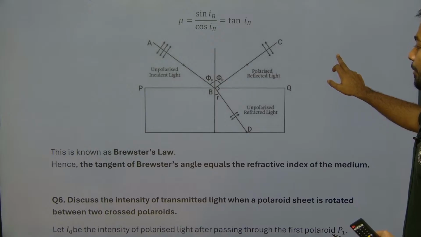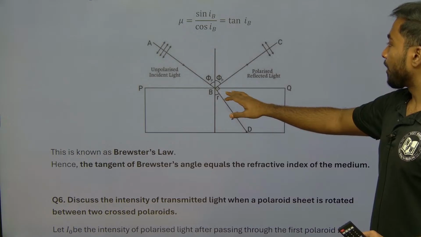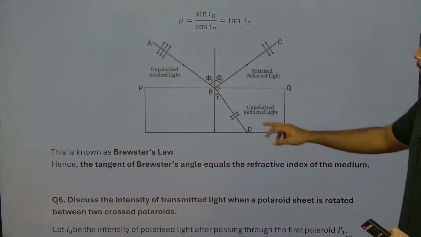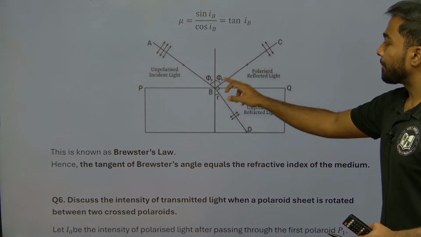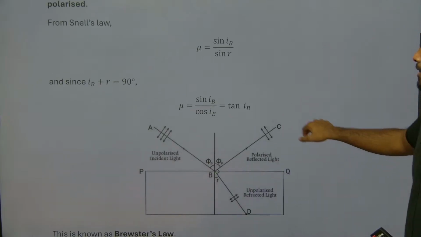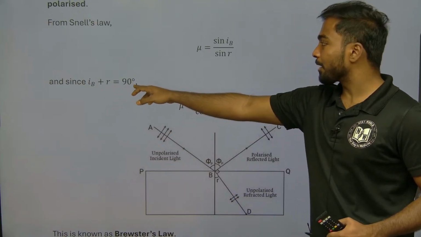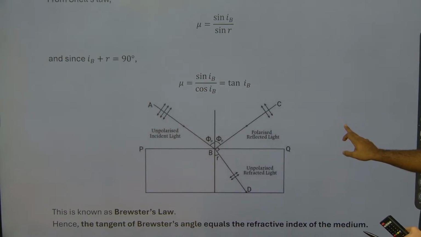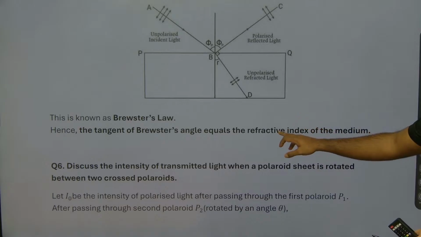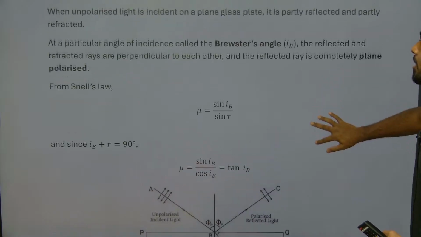If you see the diagram here, unpolarized light is incident on the plane, and some is reflected and some is refracted. These two rays are perpendicular to each other, the reflected and the refracted. That is why iB plus r, the Brewster's angle plus the refracted angle, equals 90 degrees. This is known as Brewster's law. Hence the tangent of Brewster's angle equals the refractive index of the medium. This is the answer for the fifth question.